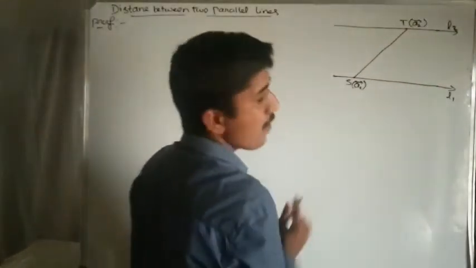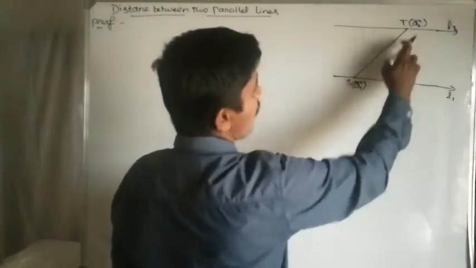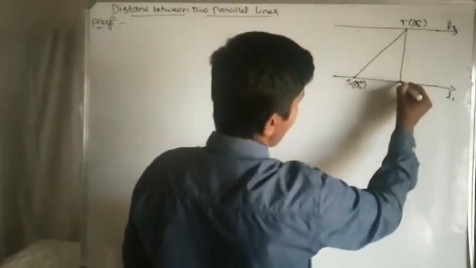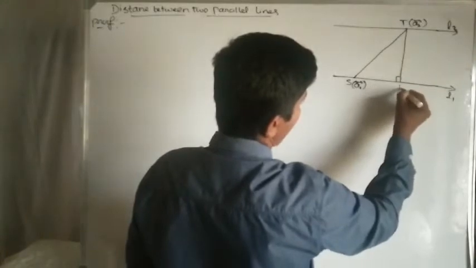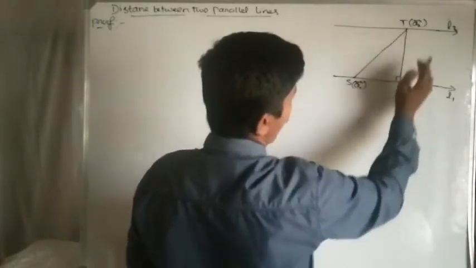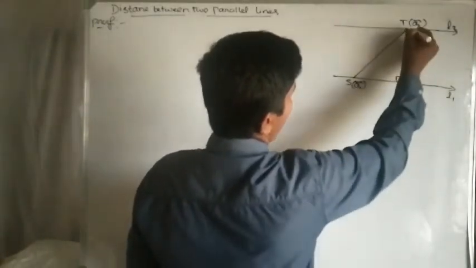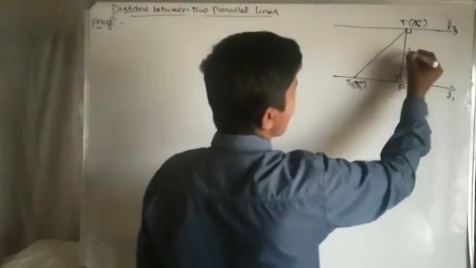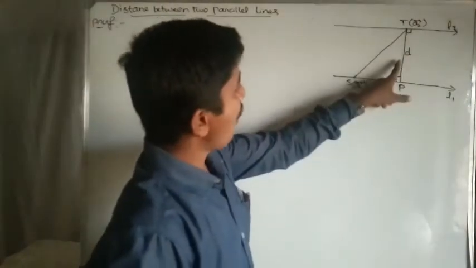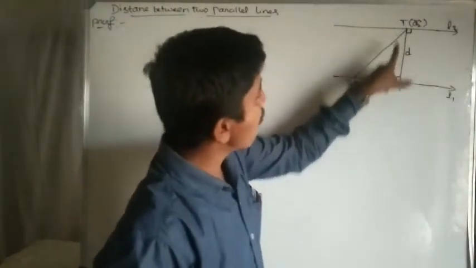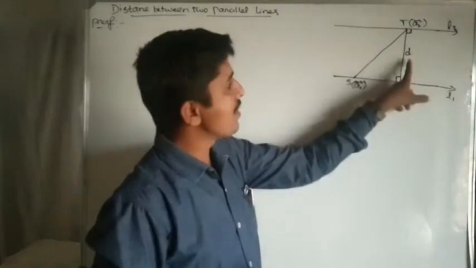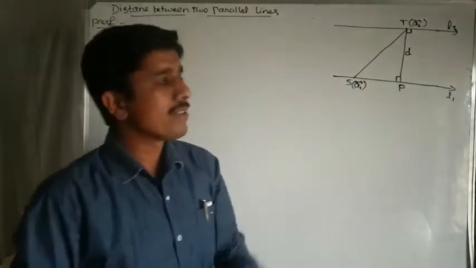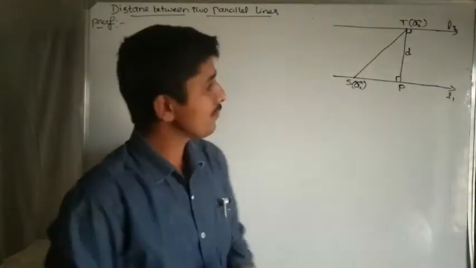From the point T, draw a perpendicular line to the first line. Mark it as point P. Here PT is perpendicular to line 1 and to the second line also. Let PT equal D. This is the shortest distance, the distance between two parallel lines, not skew lines. We are going to derive the distance between two parallel lines here.